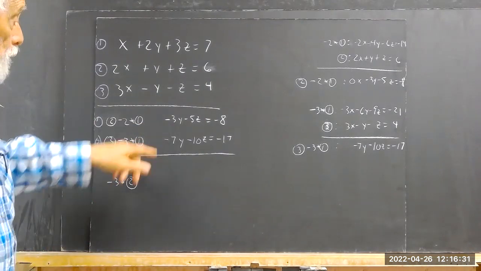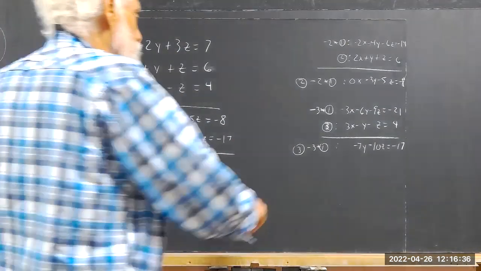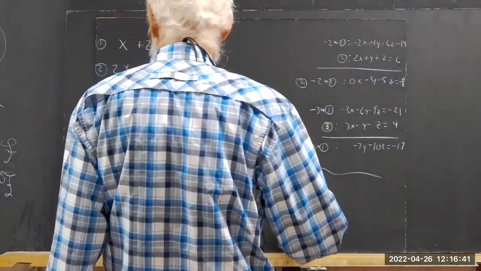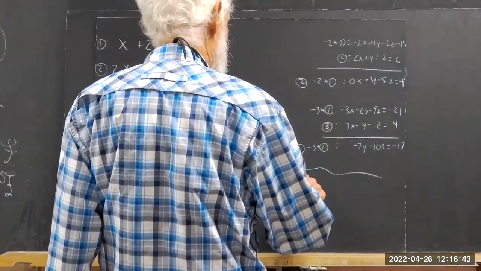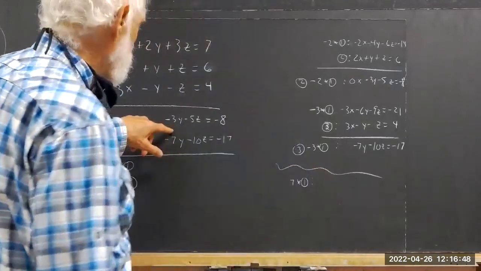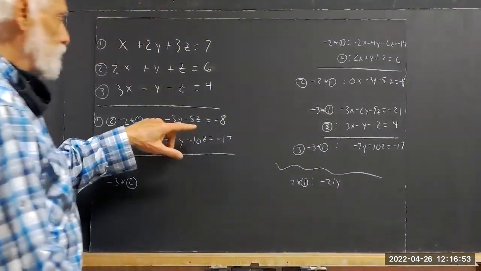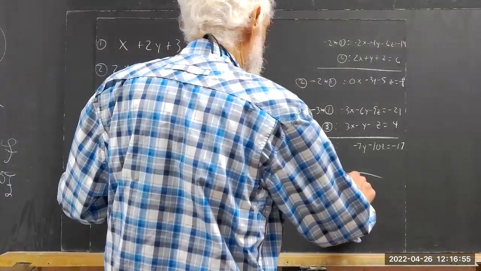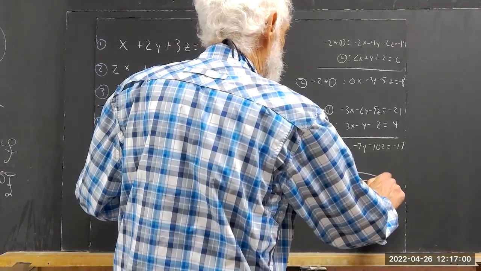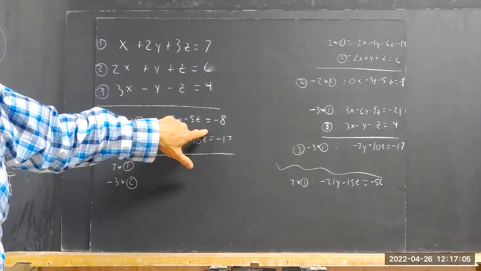And then I'm going to take these 2 equations and do this. Now over here, so I don't mess up my sequence, I'm going to say, okay, 7 times equation 1 is, so 7 times -3y is -21y. 7 times -5z is -15z. And 7 times -8 is -56.